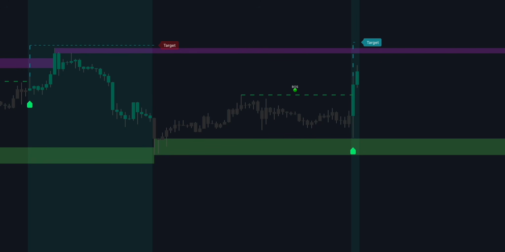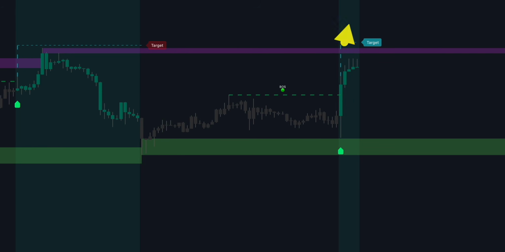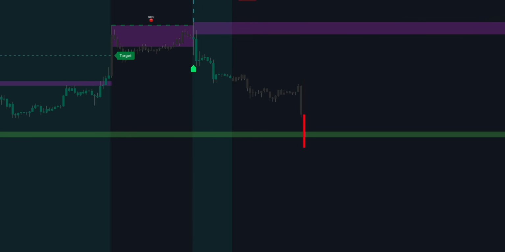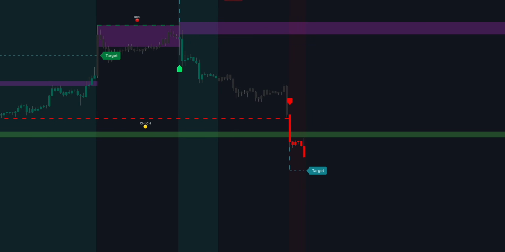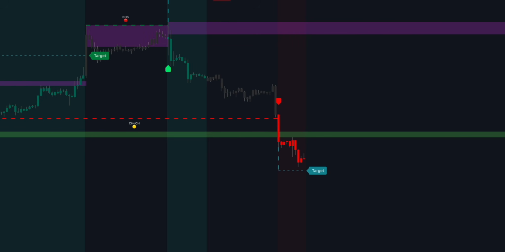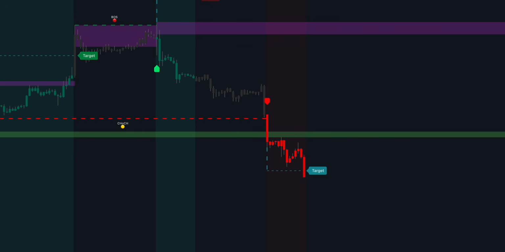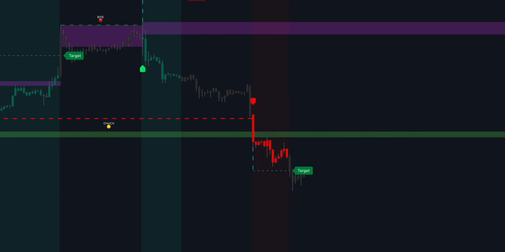If the price approaches a resistance level with increasing volume, it might indicate a potential breakout. Conversely, if the price approaches a support level with increasing volume, it might indicate a potential breakdown. Let's look at a practical example of how this indicator can be used in trading.